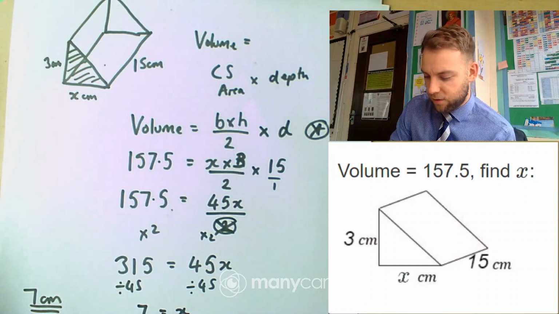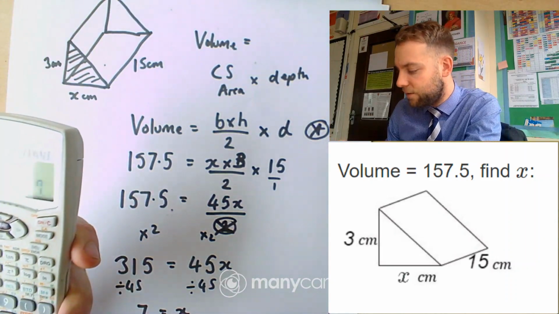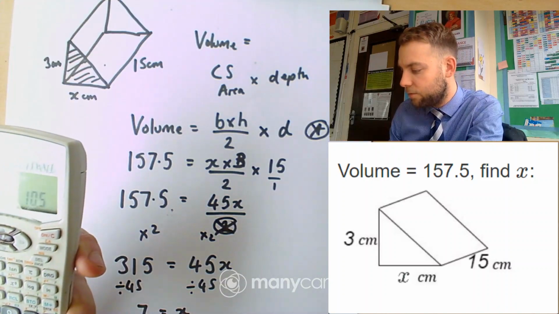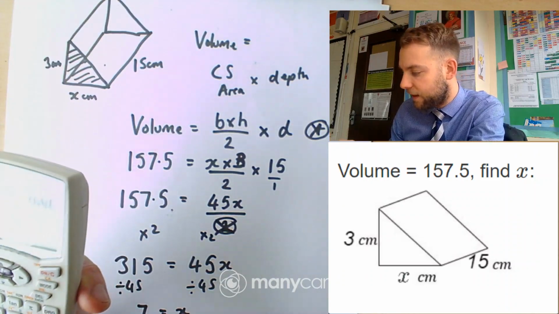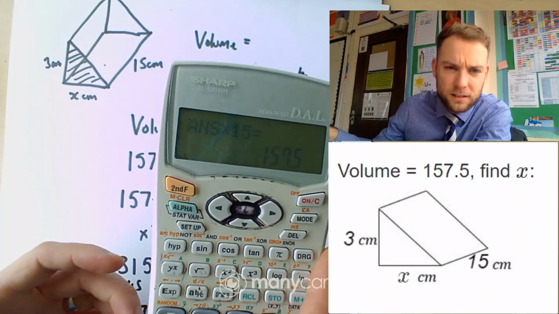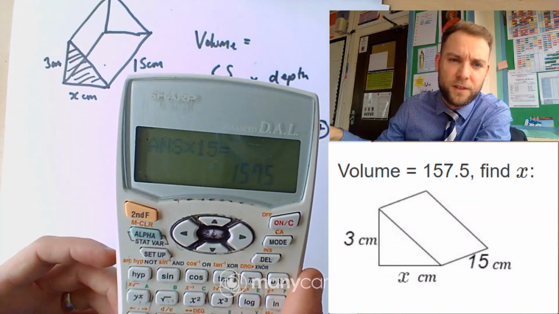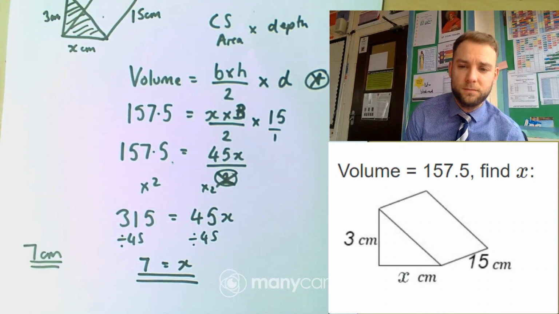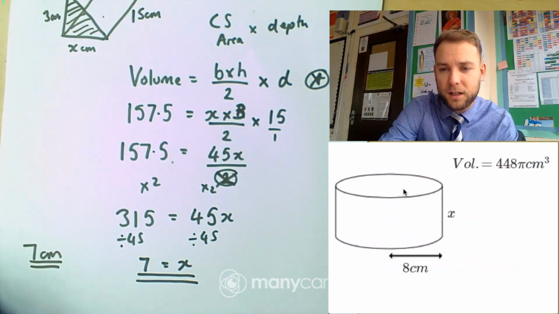So, sorry, I said 8 there for some reason. 7 times by 3 divided by 2 times by 15, which is equal to 157.5. Okay, so we know that that's right. Let's do another one. Let's make it a little bit harder.